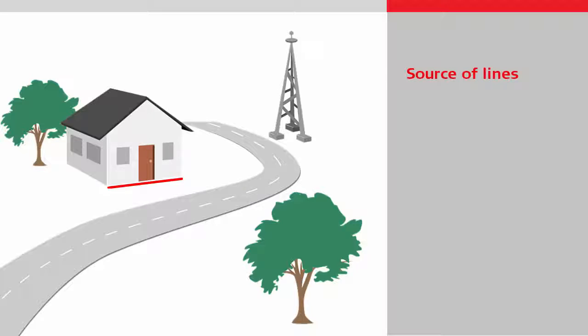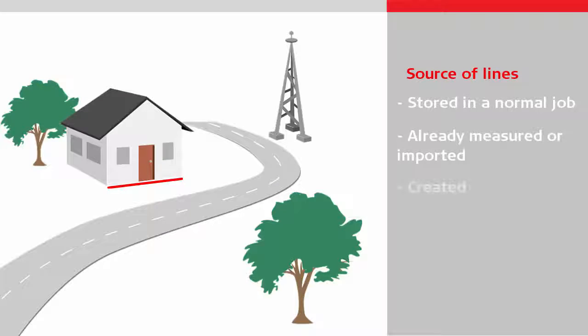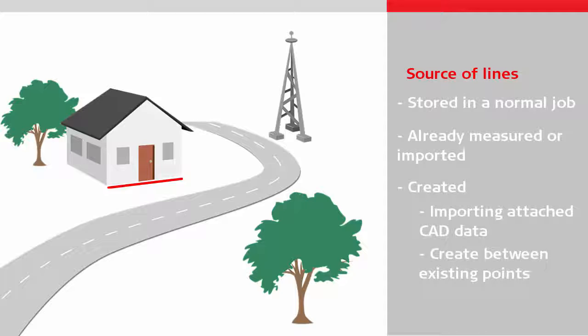As described in other Stake to Line videos, to be used in the Stake to Line app, the line must exist in a normal job. Either the line already exists in the job, for example, it was already measured or imported, or it will need to be created, for example, by importing attached CAD data or by creating a new line using existing points.